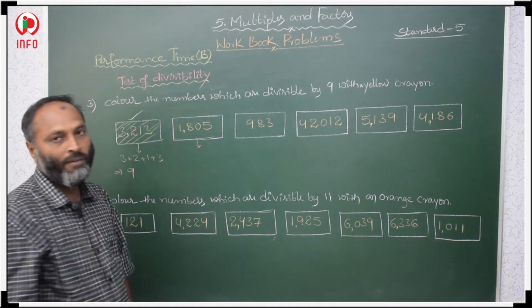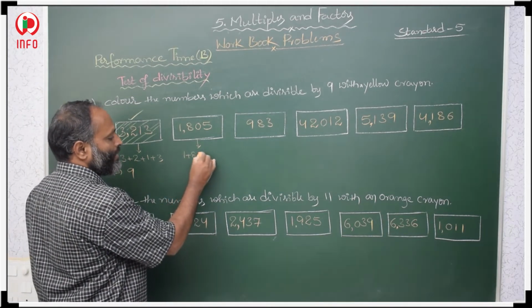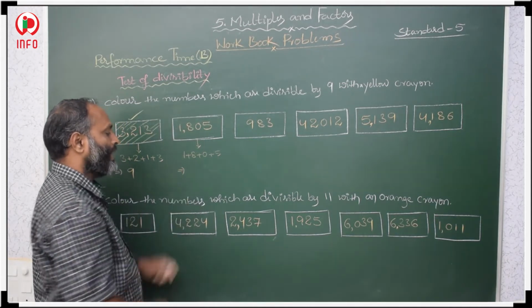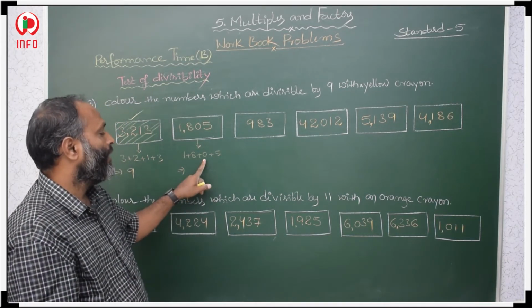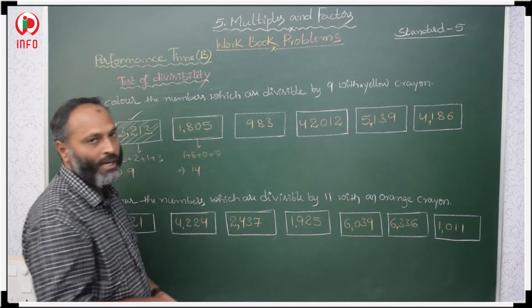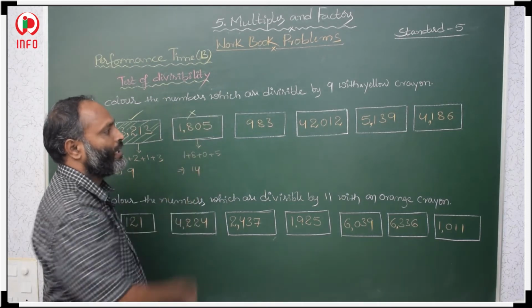The next, 1805. Here also we have to find the sum of the digits. 1 plus 8 plus 0 plus 5. 1 plus 8 is 9. 9 plus 0 is 9. 9 plus 5 is 14. 14 is not divisible by 3. So, it is not divisible by 3.